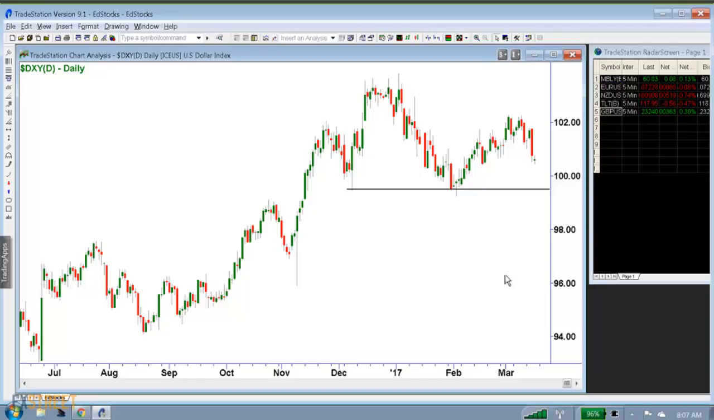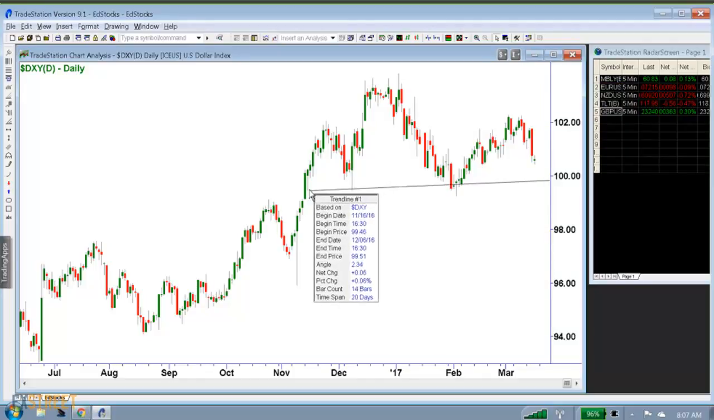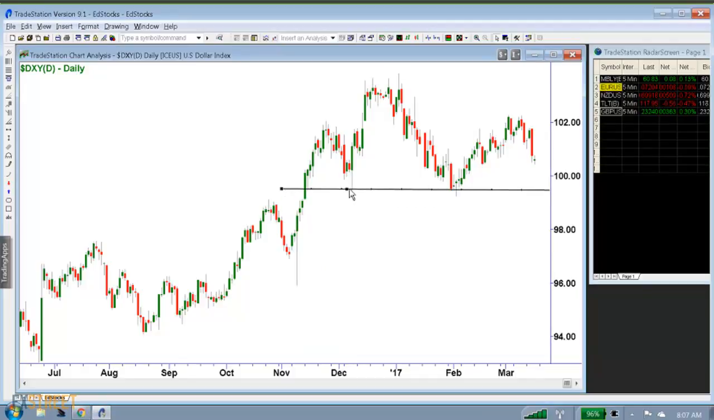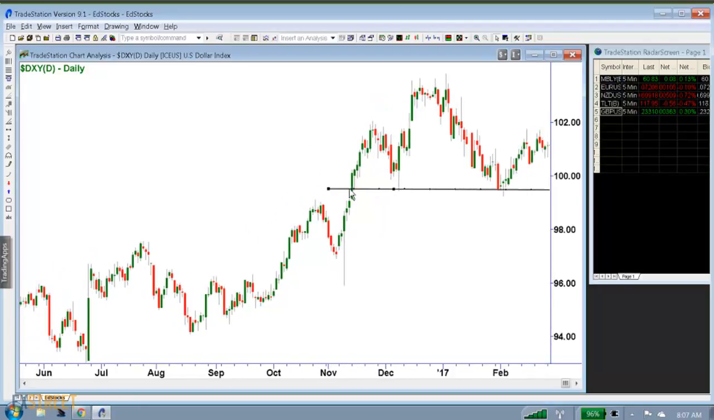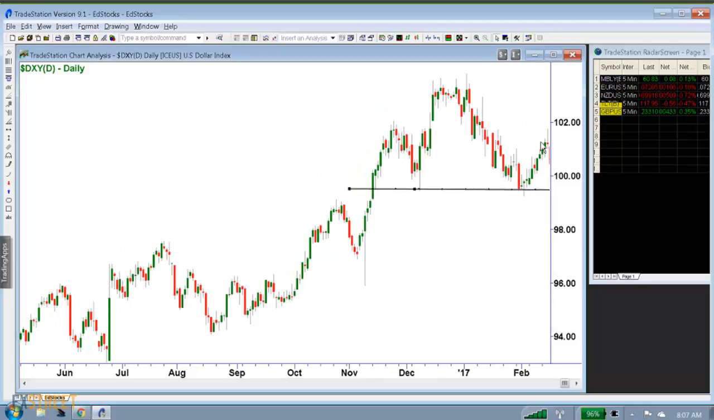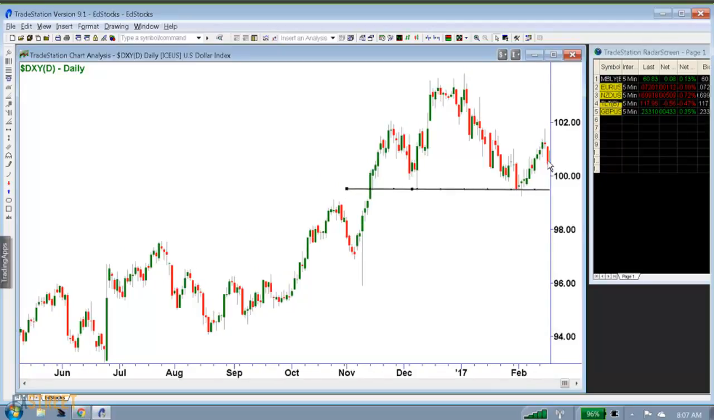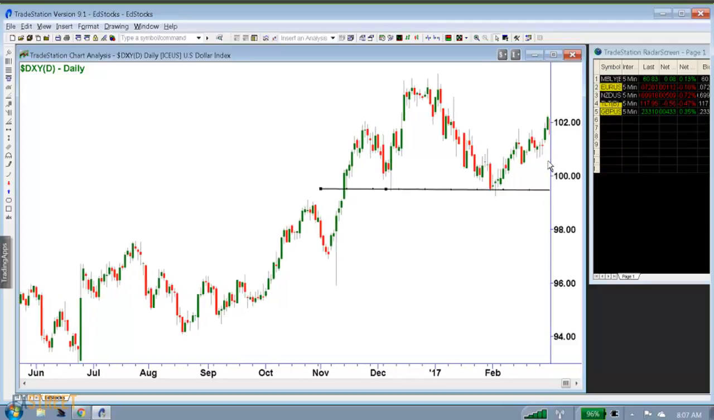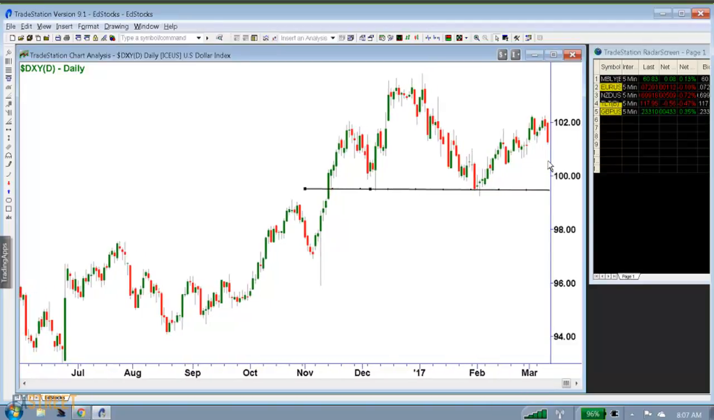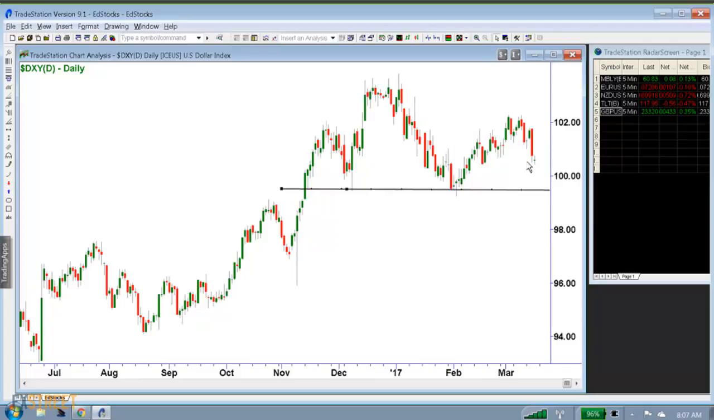So let's think about this a little bit. You might recall a while ago we talked about the dollar potentially being a head and shoulders. We talked about that back when it looked a little bit like this, and we said this could be a right shoulder forming. It disappointed us and went higher. But if you look at it now, it's kind of an elongated right shoulder, but it could still be a head and shoulders.